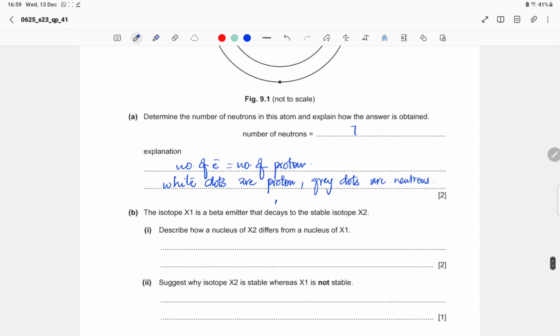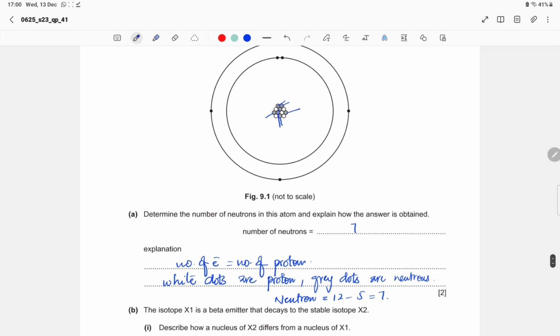So neutron is going to be 12 minus 5, which is equals to 7. So this is your answer.